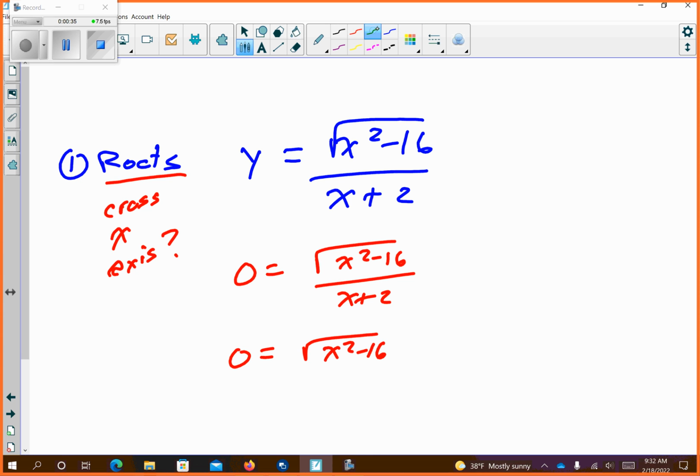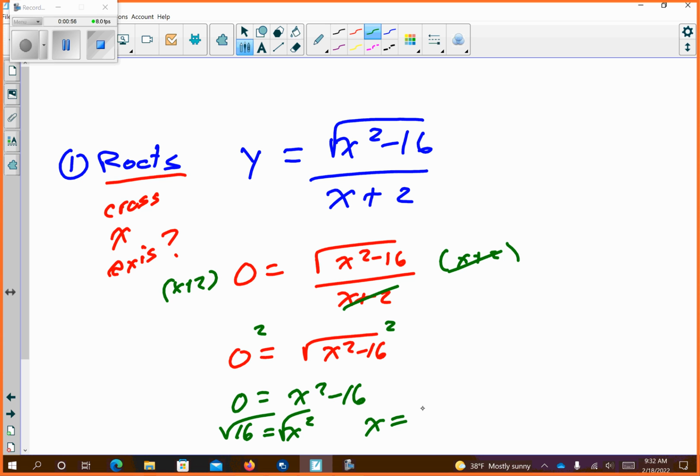So basically what I did from this step is I multiplied both sides by x plus 2. The x plus 2's cancel. This becomes just 0, and then I have this. So I'm going to square both sides. Well, 0 squared is 0. And then you could solve this and add 16 to both sides. So take the square root, and don't forget the plus or minus. So plus or minus 4. Our roots are at (4, 0) and at (-4, 0). So that's the algebraic way to do it.